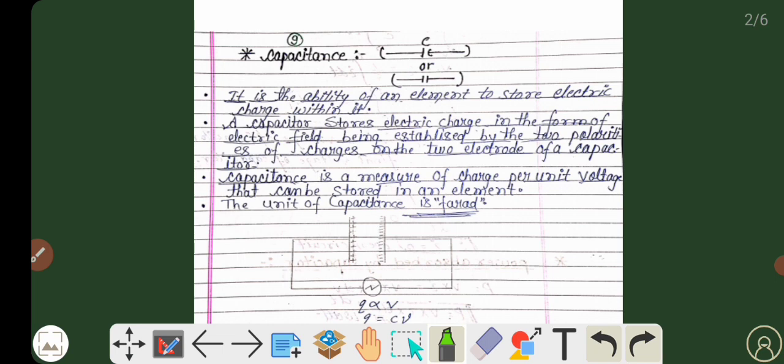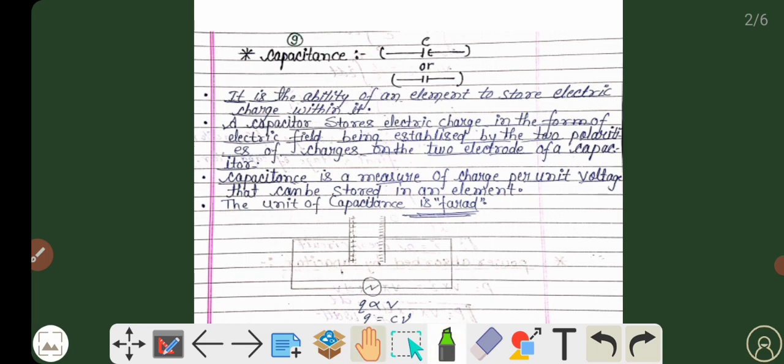Now my dear friends, as you can see here, it is the ability of an element to store electric charge within it. From this line, it is clear that capacitance is basically a property of any substance due to which it stores electric charge within it. And the second one is that a capacitor stores electric charge in the form of an electric field established by the two polarities of charges on the two electrodes of a capacitor.